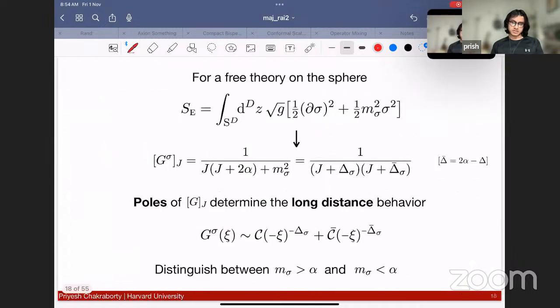So for the free theory, what are these momentum coefficients? Again, you have some massive particle sigma. You can just calculate what these momentum coefficients are going to be. And they look basically like, as I said, something like 1 over k squared plus m squared, except because we're on the sphere, it's j plus 2 alpha.